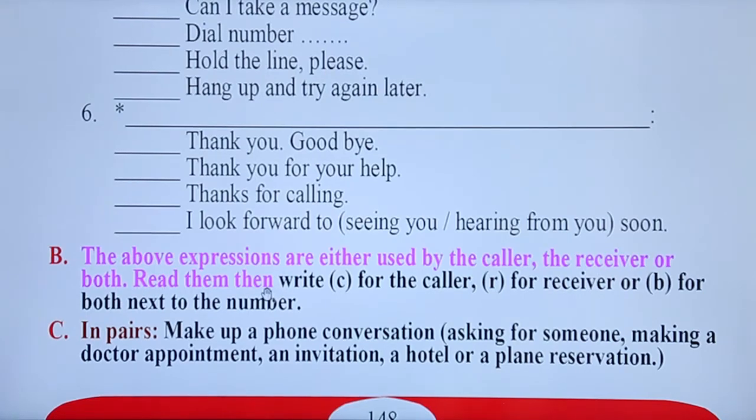Read them, then write C for the caller, R for the receiver or B for both next to the number.